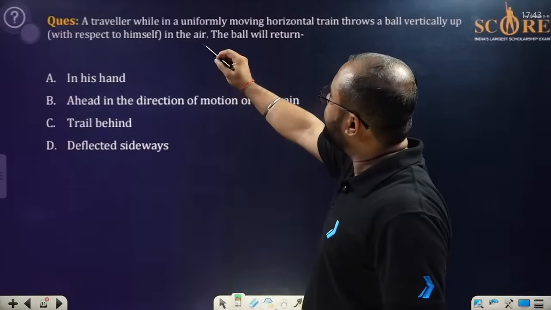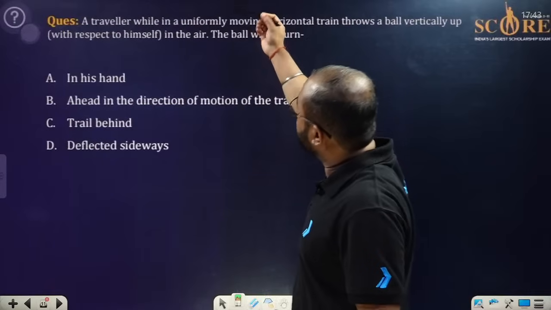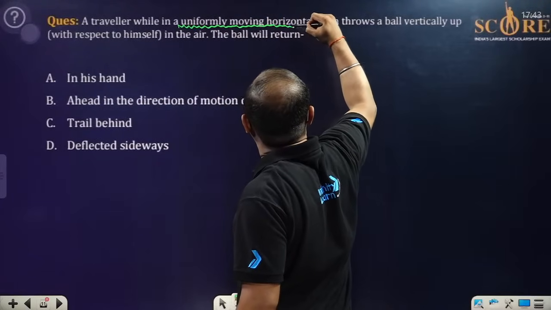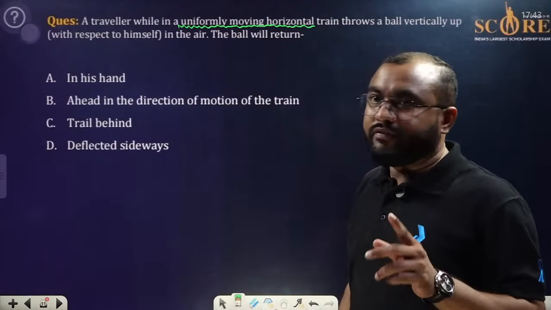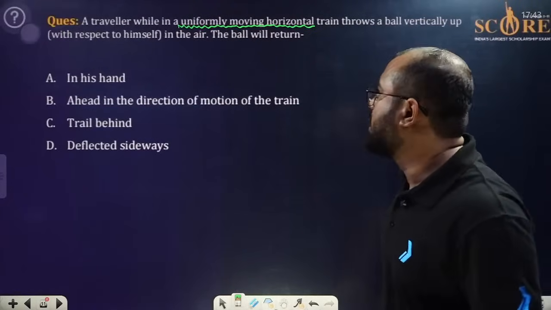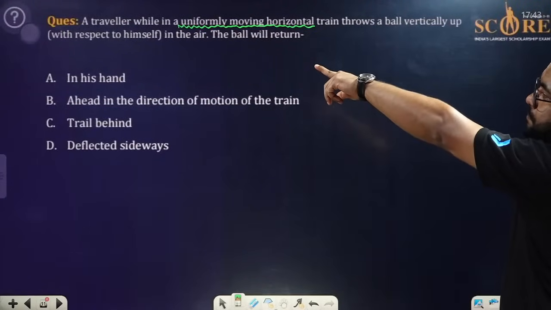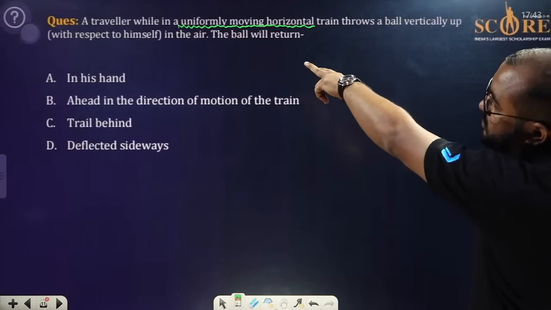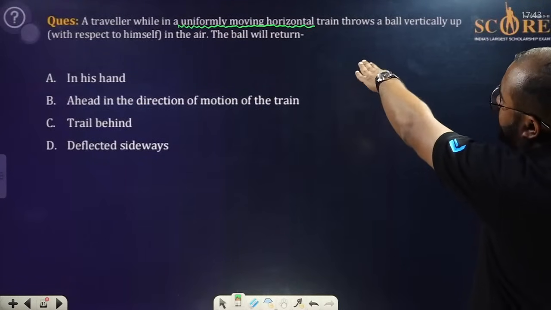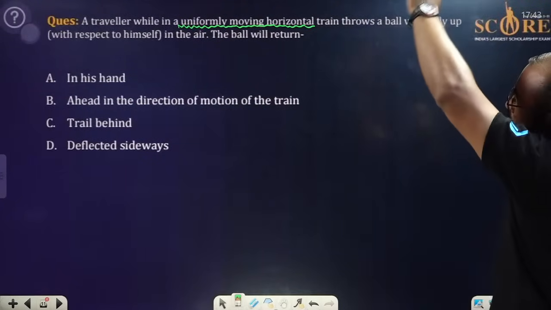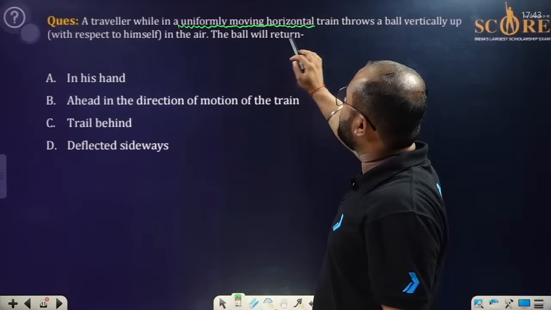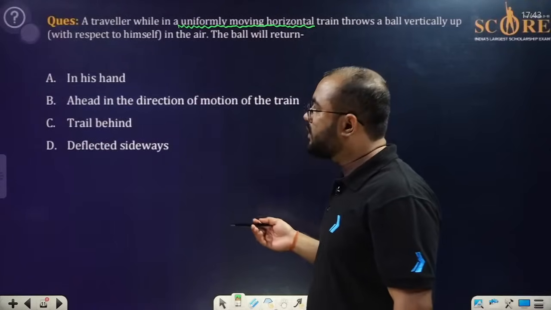See, a traveler while in the uniform, this word is very important in this particular question. Uniform moving horizontally means the velocity is not changing, it is fixed. Getting my point? The traveler, while in a uniformly moving horizontal train, throws a ball vertically upward with respect to himself in the air. The ball will return as what? So the option will be A.